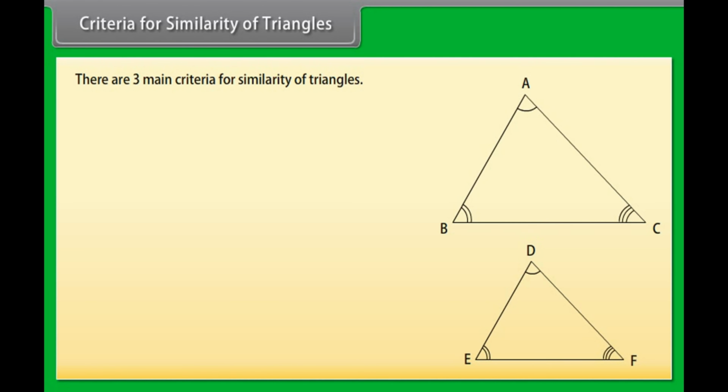There are three main criteria for similarity of triangles. 1. AAA or AA. 2. SSS. 3. SAS.